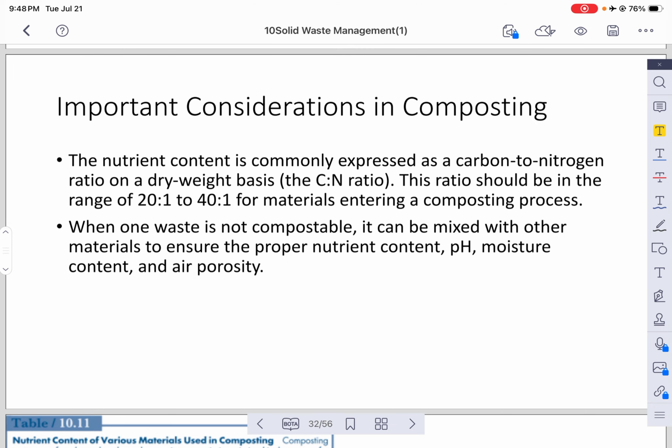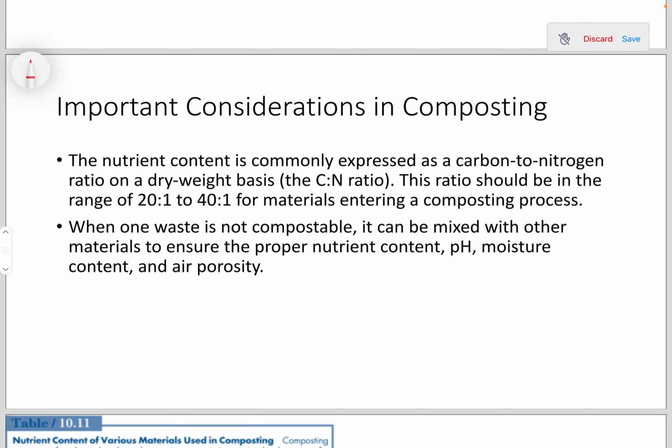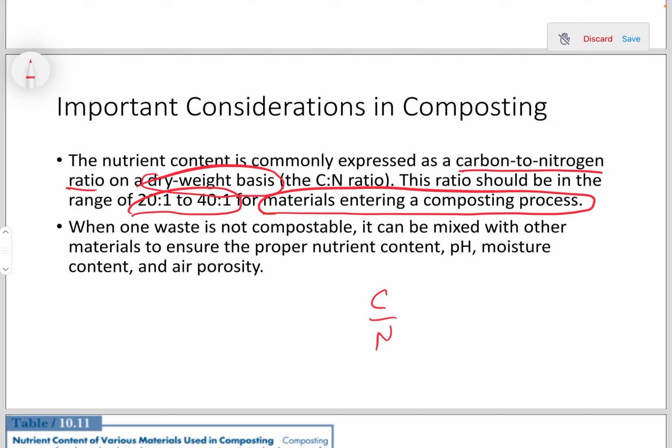Important consideration in composting: the nutrient content is commonly expressed as the carbon to nitrogen ratio. This is very important. When you need to make a compost for the soil, you need to make sure that the carbon to nitrogen ratio, C/N, is controlled. And this should be on a dry weight basis. The ratio should be in the range from 20 to 40 for materials entering the composting process. It has to be in the 20 to 40 range.